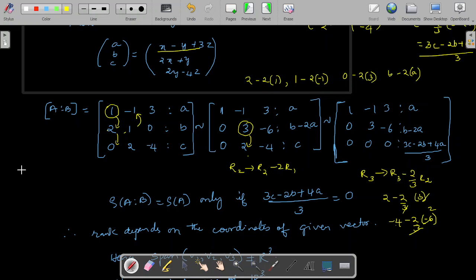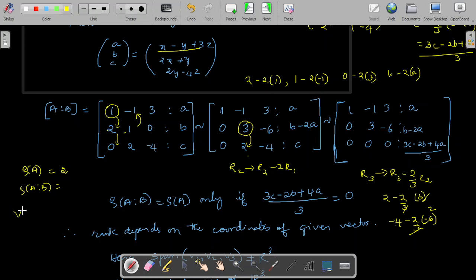Now, rank of A: this is A, the first three columns are A. So rank of A is the number of non-zero rows you have to count. There are two non-zero rows, so it is equal to 2. Now, the rank of the augmented matrix we cannot say directly because it depends on the values of A, B, C. If this term is equal to 0, then the rank of the augmented matrix becomes equal to 2. If this term is not equal to 0, then the rank of the augmented matrix becomes equal to 3. Therefore, both the ranks are not equal because it depends on the values of A, B, C.